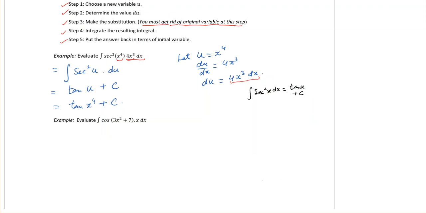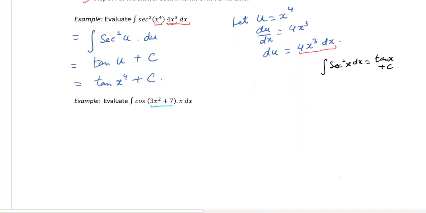So in the next example, again, first we choose our variable. Inside the function we have 3x squared plus 7. So we choose our new variable in the first step. So first step is let 3x squared plus 7 be equal to u.